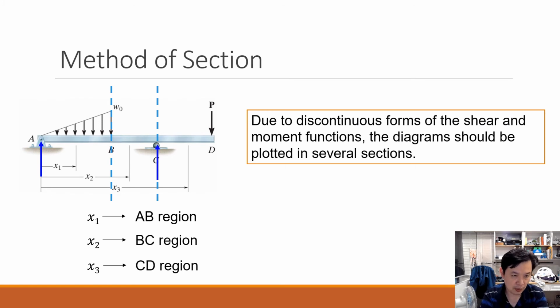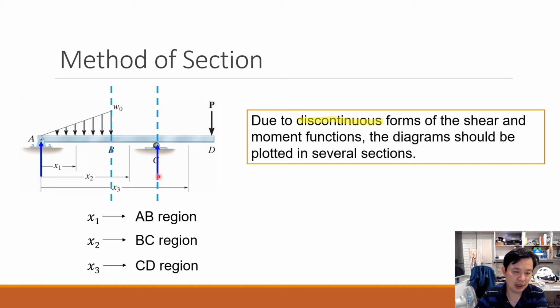Here's the way we try to plot some complex shear and moment diagram. The method is called the method of section, or section method. Why do we need this method? The reason is the discontinuous form of the shear and moment function. Discontinuous. Why do we say this word over here? The reason is like this.